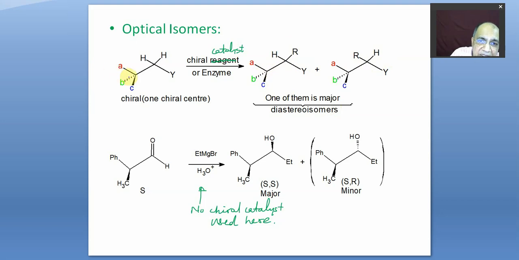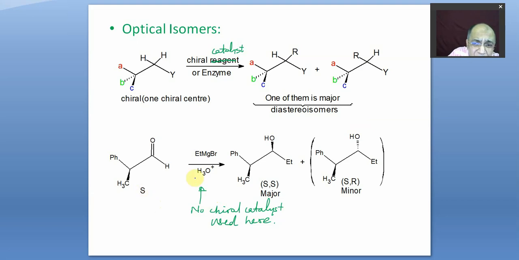Supposing this is existing R, fixed. This R, supposing this is R, this is S. So, if RR is formed with 70% and RS is formed 30%, they are diastereoisomers, then this is also a stereoselective reaction, and that too it is a diastereoselective reaction.